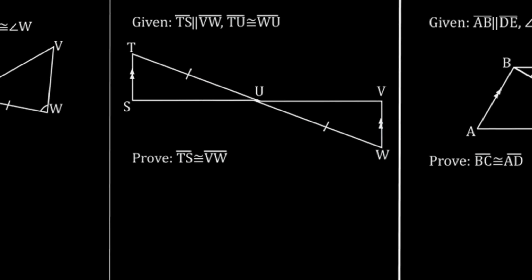It says TS is parallel to VW and TU is congruent to WU, and prove TS is congruent to VW. So immediately, what type of proof are you writing here? It's a CPCTC proof because we're proving parts congruent. So how do I start this proof? Label. Good. Mark up your picture. What does it tell you in the given? Good. TS is parallel to VW.